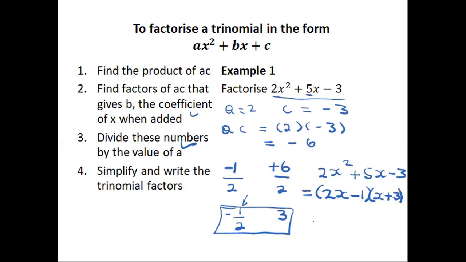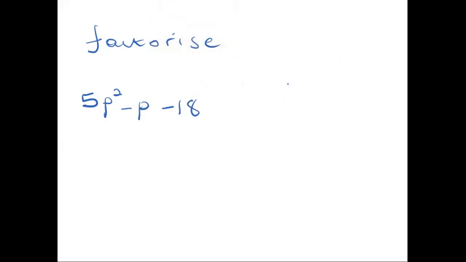So we have factorized our trinomial by following these 4 easy steps. What I'm going to do now is show you another problem, example 2. Let us factorize 5p squared minus p minus 18. We have to follow those steps again.